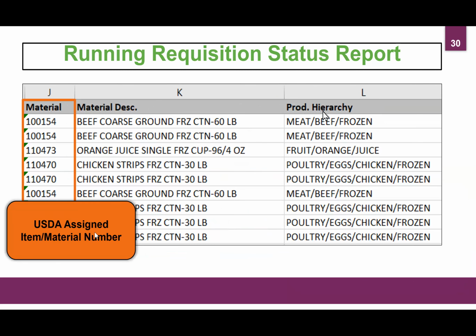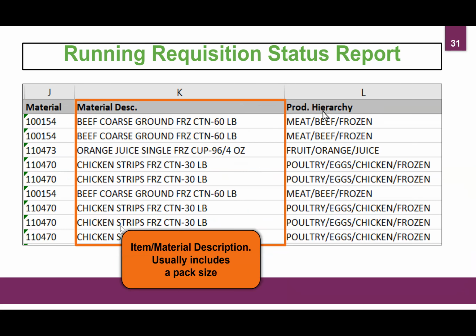Okay, so the material ID number, that's going to be assigned by USDA. So we'll see that. And then we'll take a look at our item material description. We will see here we have beef coarse ground, we have orange juice, we have chicken strips. The first one there is 60 pounds. The orange juice is going to be 96, 4 ounce, with the total being 96. And then we see the chicken strips, they are 30 pounds. So you will see the material description there.